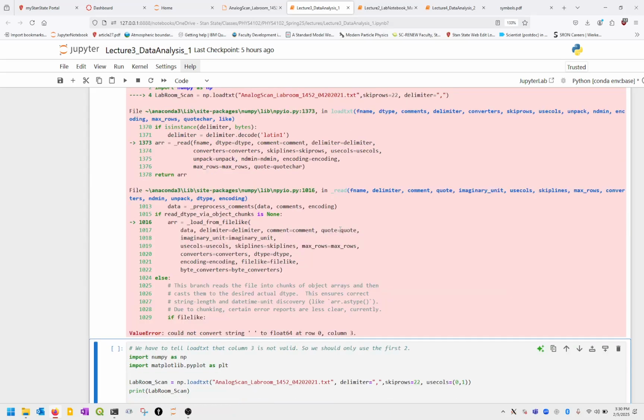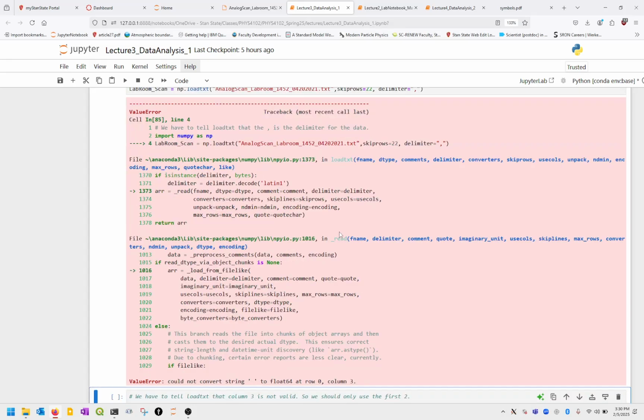Okay, we get a different red box. Similar thing, it's tracing some calls and stuff like that. But you look at the bottom here. Now it's not converting, what? Converting nothing to a float. Why is it trying to convert nothing to a float? On row 0, column 3. Why is there a column 3?